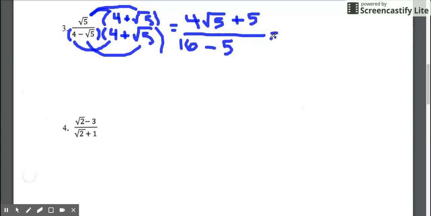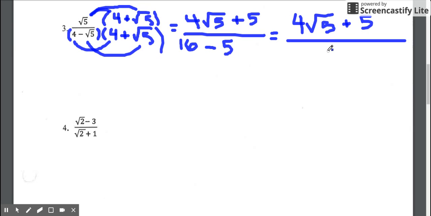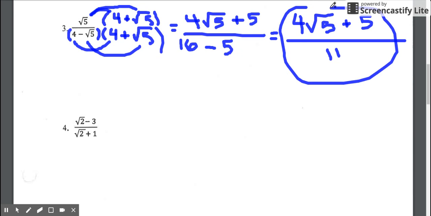So now in the denominator, I need to do 16 minus 5. So I'll have 4 root 5 plus 5. That doesn't simplify. So 4 root 5 plus 5 over 16 minus 5 is 11. So there is your answer.